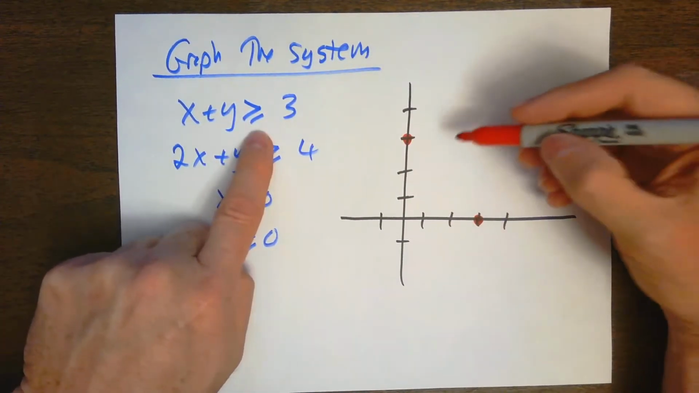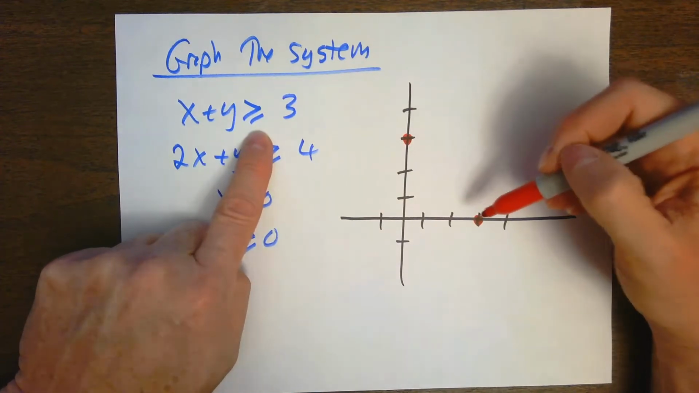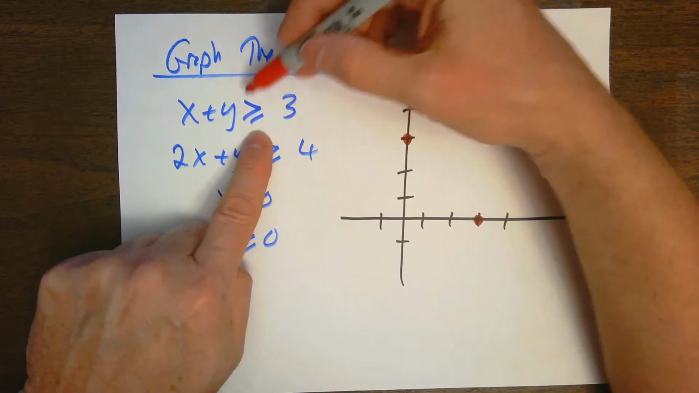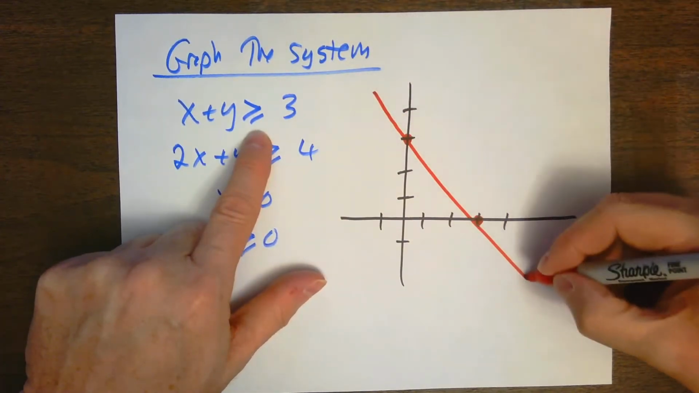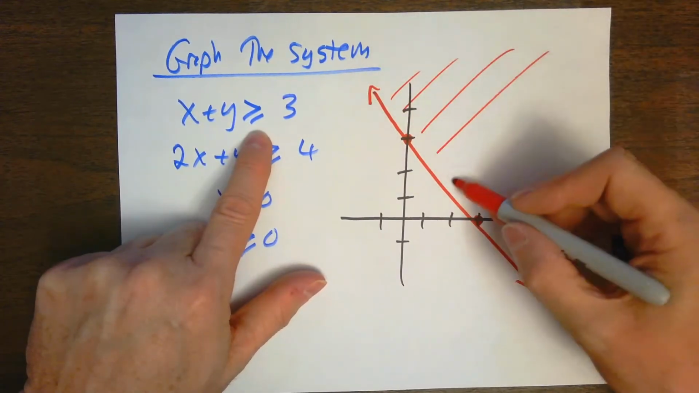All right, so am I going to join them with a solid line or a dotted line? Am I going to shade above or below? It's or equal to, so a solid line, y is greater than, shade above. So my line is going to look like this, and I'm going to shade above.